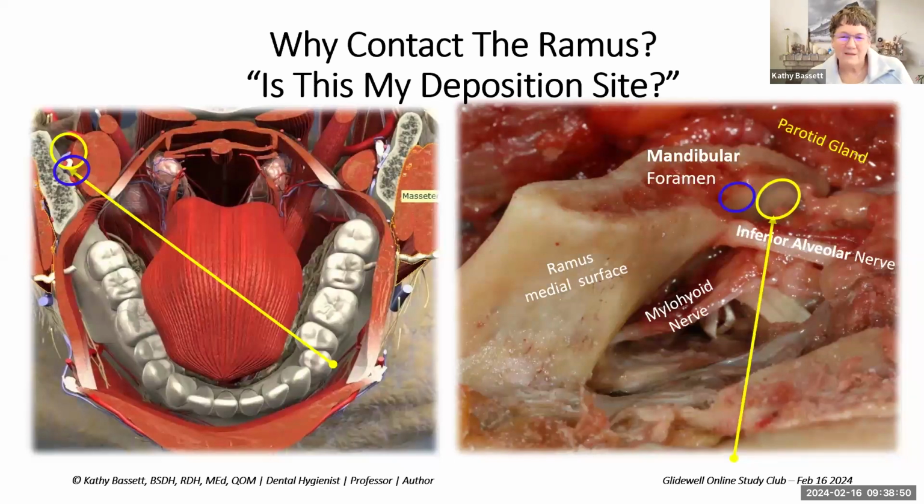So we all were taught advance until we make contact with bone. But why are we making contact with bone? And a lot of people say, well, this is my deposition site. And my question back to you is, is that the best deposition site? Or is it just the fact that we've bisected an angle and now we have contact with that resistance? And this doesn't determine the site.